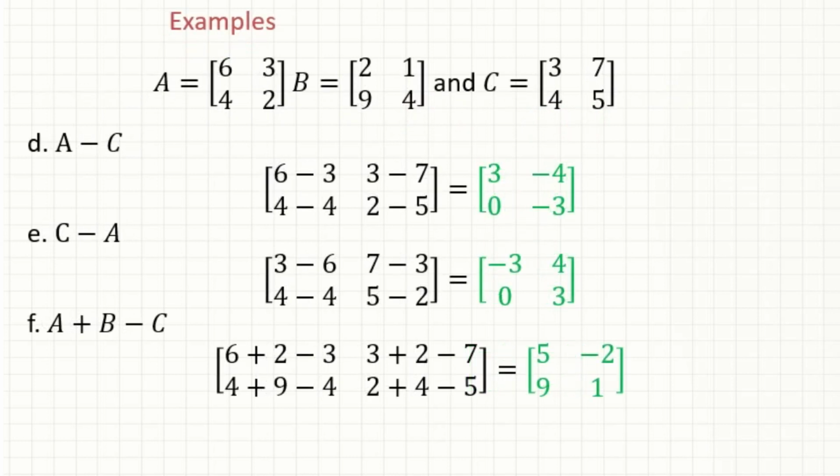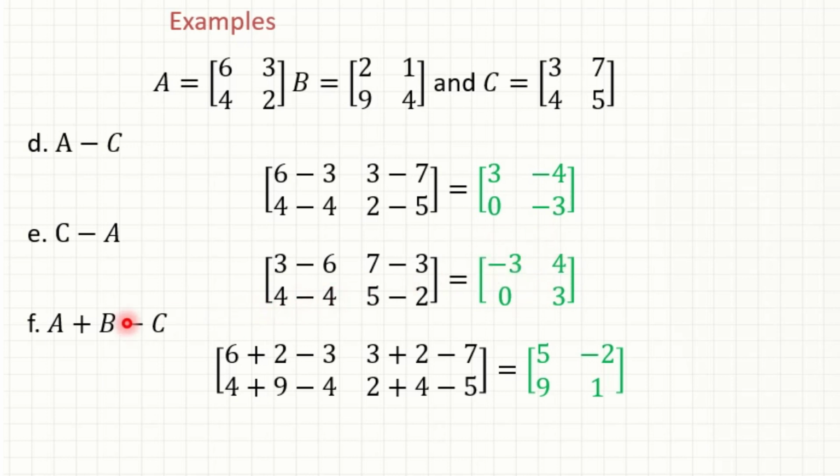Other examples are A minus C. A minus C will be 6 minus 3, you get 3. 3 minus 7, you get negative 4. 4 minus 4, you get 0. And then 2 minus 5, you get negative 3. Also, C minus A will be 3 minus 6, you get negative 3. 7 minus 3, you get negative 4. 4 minus 4, you get 0. And then 5 minus 2, you get 3. And this will be the end result of the matrix.